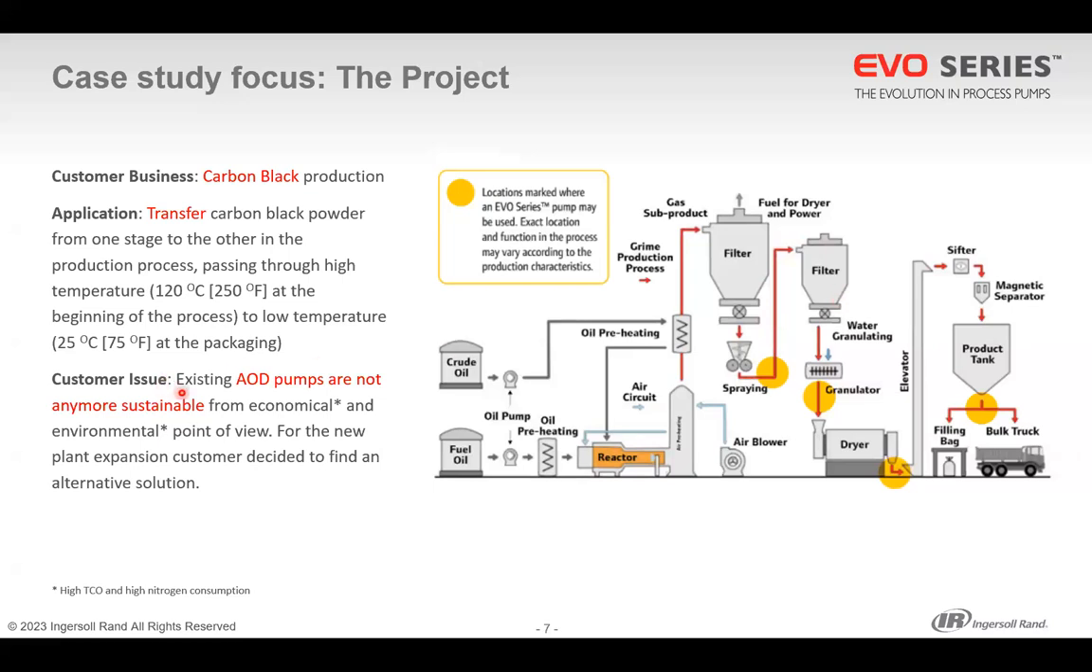So they were already using diaphragm pumps, but this was no longer sustainable from an economical and environmental point of view. Pumps had to be fed by air or even nitrogen in some areas because of ATEX application to make it inert. So the consumption of energy and also the potential environmental pollution are quite high in this condition. So for the plant expansion, this customer wanted to go electric.